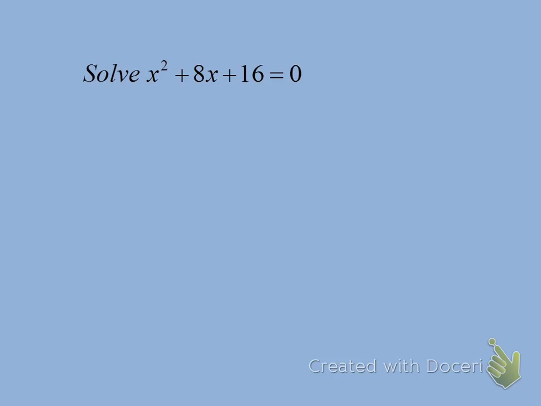This one equals 0. Look at that. So A is 1, B is 8, C is 16. The discriminant is 0 in this case, right? Yep. Okay.